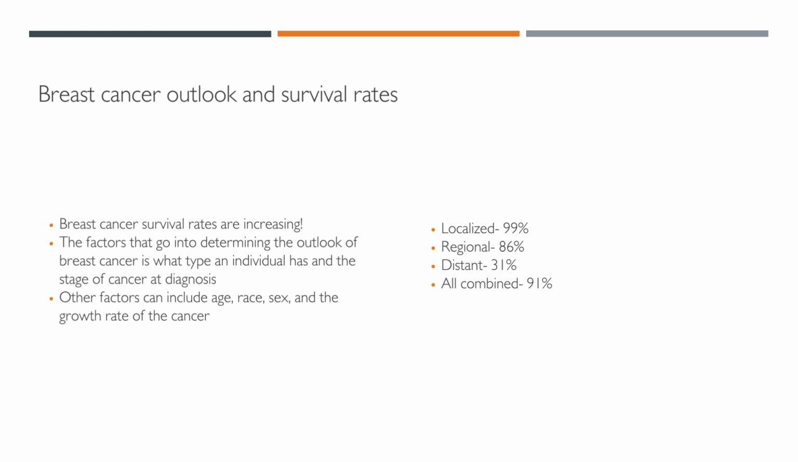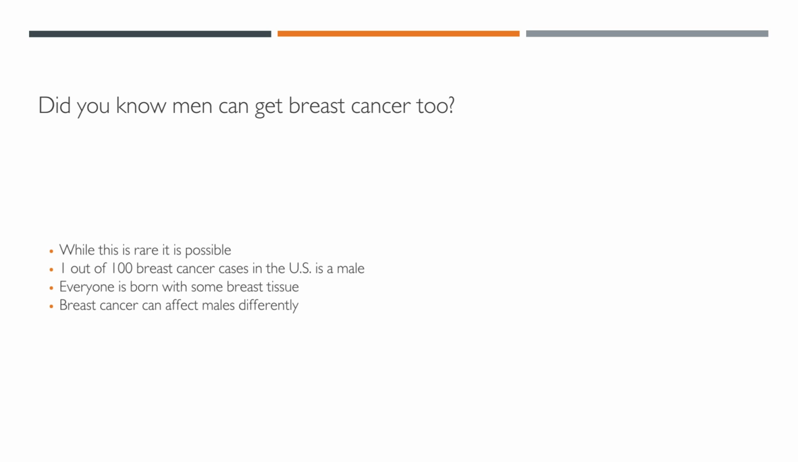Breast cancer outlook. Breast cancer survival rates are increasing. The factors that go into determining the outlook of breast cancer are what type an individual has and the stage of the cancer at diagnosis. Other factors can include age, race, sex, and the growth rate of the cancer. Survival rates. Localized cancer has a 99% survival rate, regional at 86%, distant at 31%, and all of them combined at 91%.